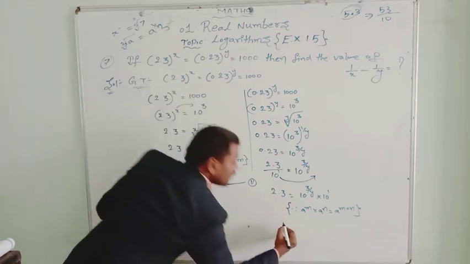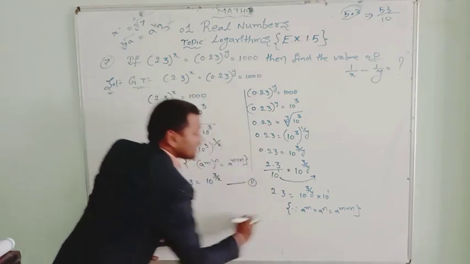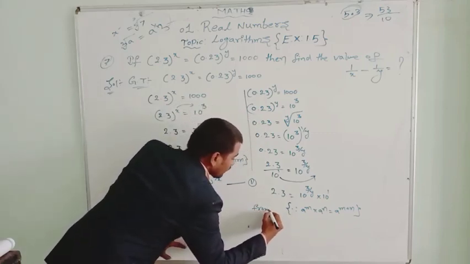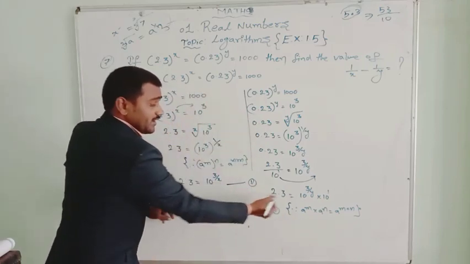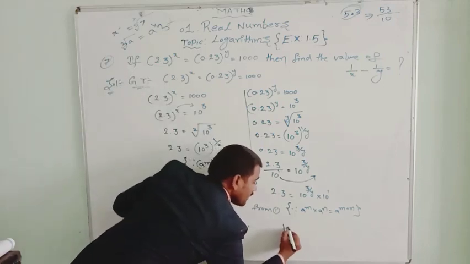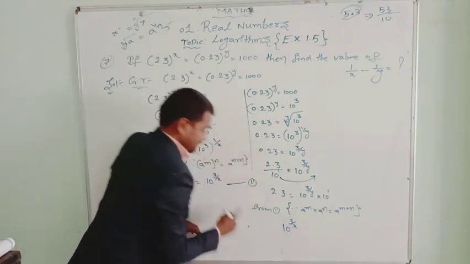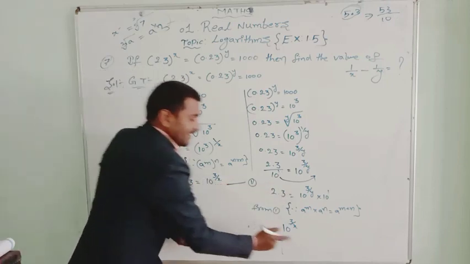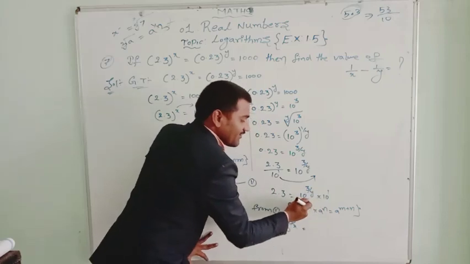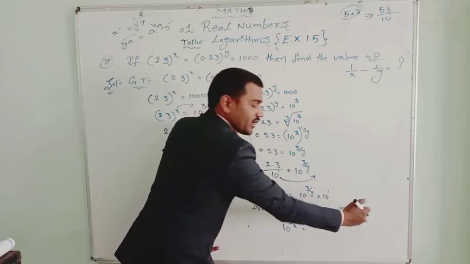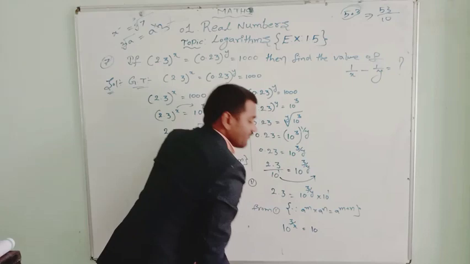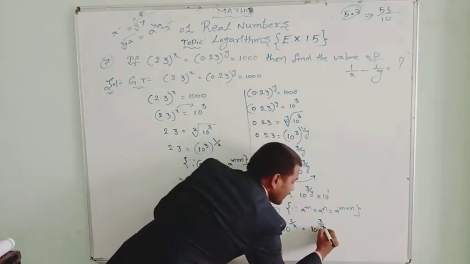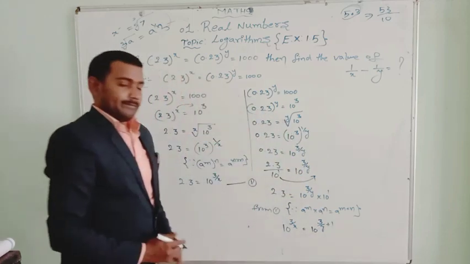So here you see 2.3. Here the 2.3 value from equation number 1 is 10 to the power of 3 by x. Instead of 2.3 I have written 10 to the power of 3 by x, that is equal to, in the form of a to the power of m into a to the power of n, a to the power of m plus n, that is 10 to the power of 3 by y into 10 to the power of 1, equal to 10 to the power of 3 by y plus 1.